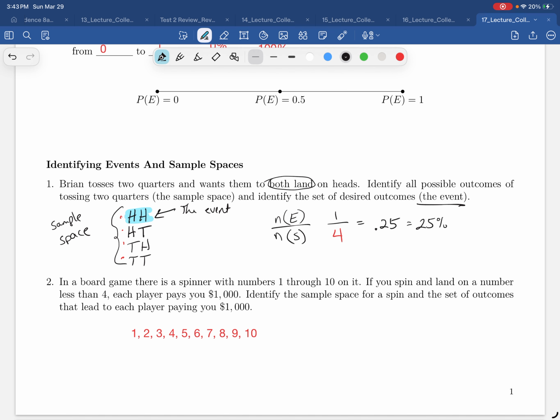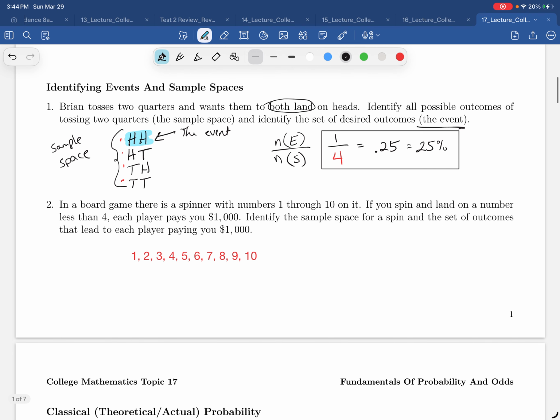In a board game, there's a spinner with numbers 1 through 10 on it. And if you spin and land on a number less than 4, each player pays you $1,000. Ooh, I want to play that game. Identify the sample space for a spin and the set of outcomes that lead to each player paying you $1,000.